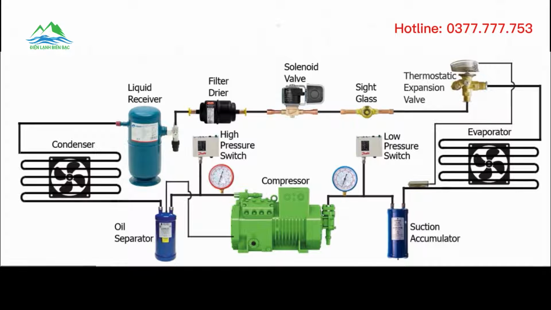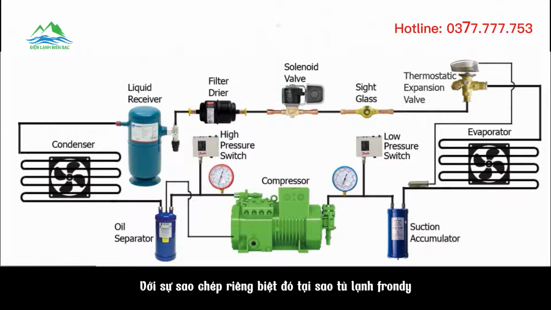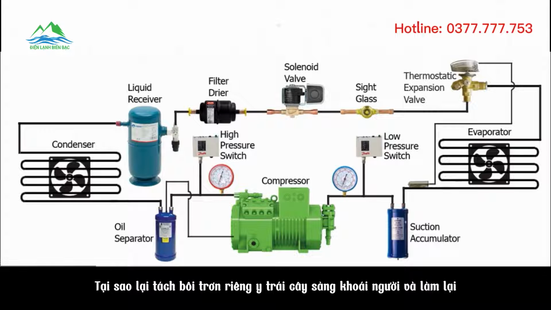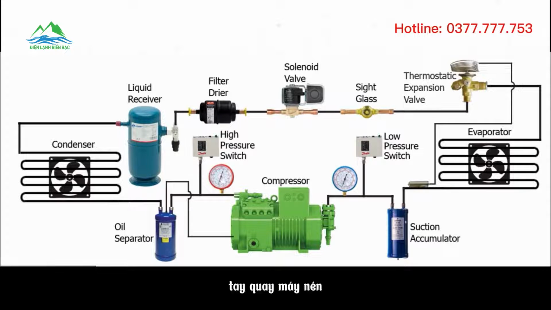When the pressure is high enough to reach a certain pressure, the switch in the high pressure switch opens and stops the compressor running. The oil separator is the component which separates the lubrication oil from the refrigerant vapor. By removing the lubrication oil from the refrigerant vapor, refrigeration system efficiency is increased. The oil separator returns the lubrication oil back to the compressor crankcase.